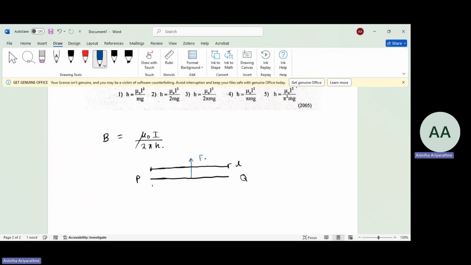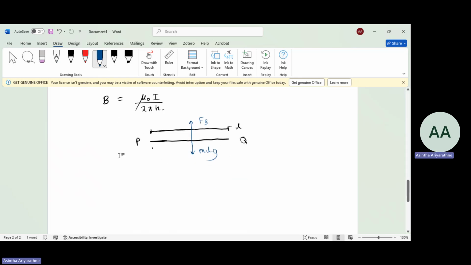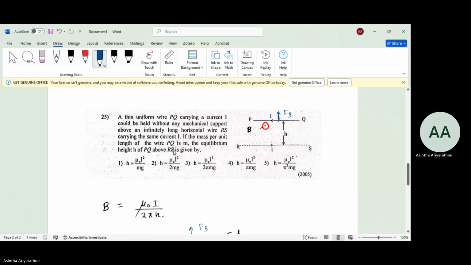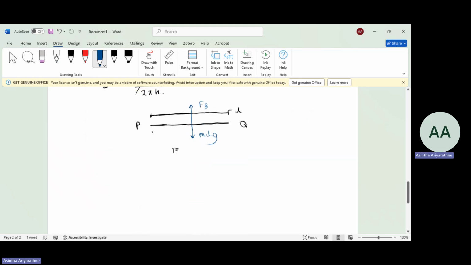The weight acts downward. Weight is M L g. Right? M is the mass per unit length and L is the length of the conductor, into g. So they are equal. To have equilibrium, they should be equal, right?